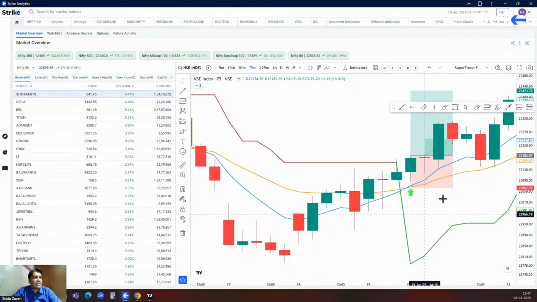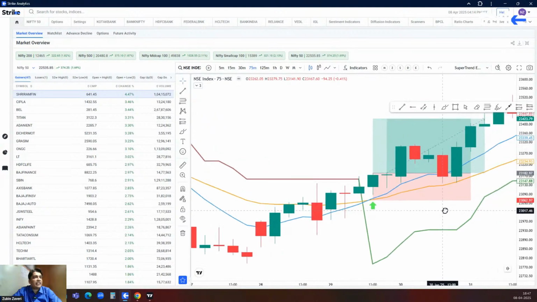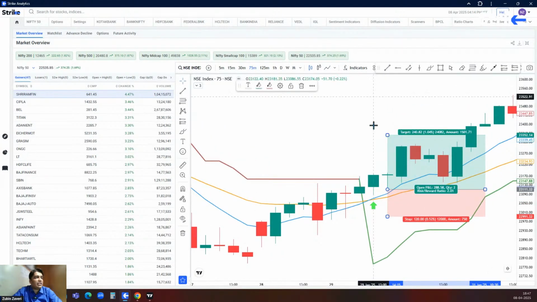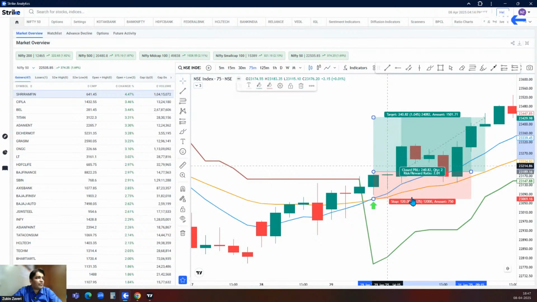As soon as the price goes up, we can of course trail the stop loss. The target had not yet been achieved, and it got achieved over here. Okay. So on this particular candle, we got our entry on 30th of January, 9:15. Okay, and the exit was on 31st Jan, the next day. So it was a one day carry forward trade.